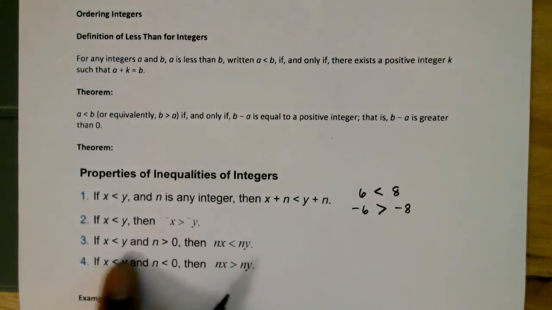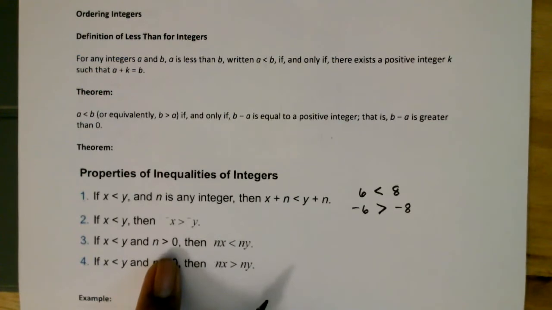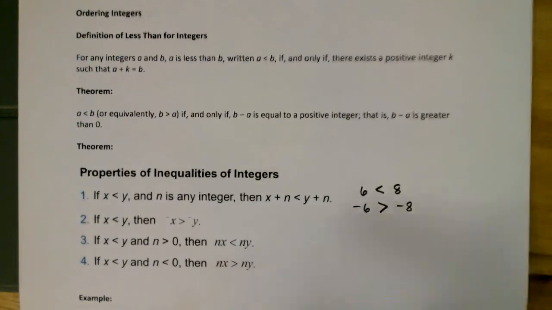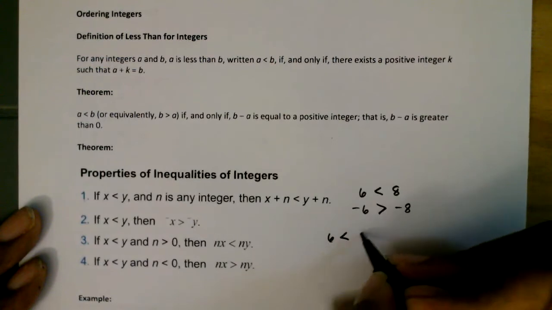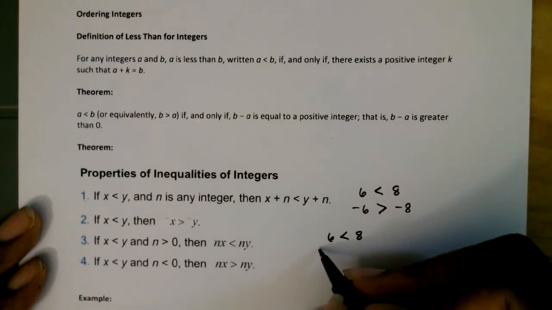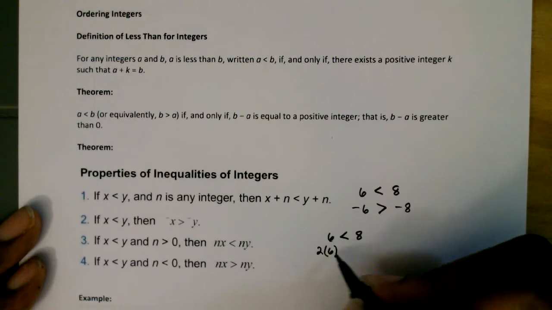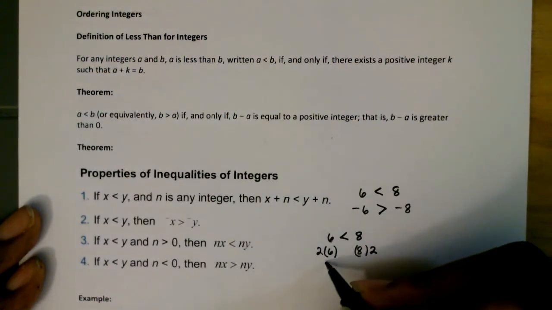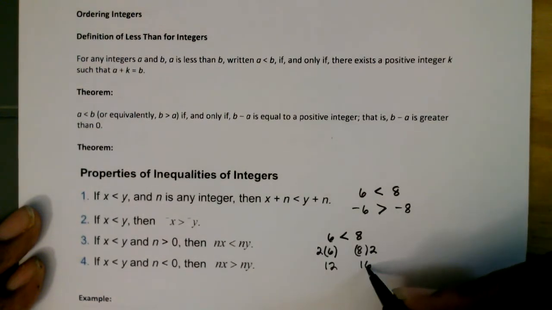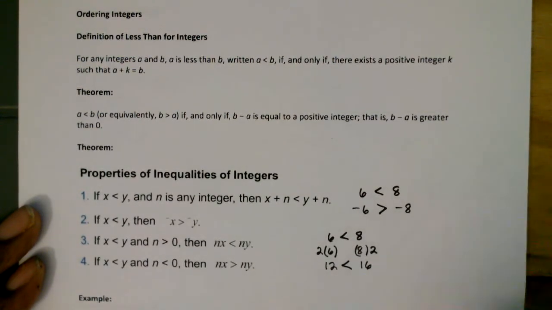Now, if X is less than Y and N is positive, I can multiply that positive integer N on both sides. And it will be this: N times X is equal to N times Y. So 6 is less than 8 would be a true statement. But let's say I multiply the left side and the right side by 2. 2 times 6 is 12. 8 times 2 is 16. 12 is still less than 16. So I can multiply both sides of an inequality by a positive number, and the truth of the inequality would still be the same.